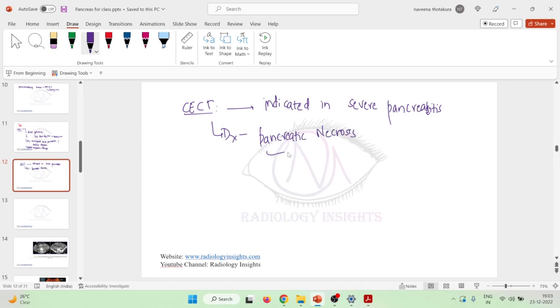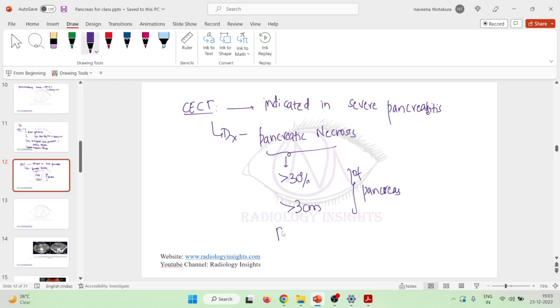In pancreatic necrosis, if more than 30% of the gland, or 30% of the pancreas, is affected, then it is called pancreatic necrosis. If there is involvement of more than 3 centimeters of the pancreas, then we can think that it is pancreatic necrosis.